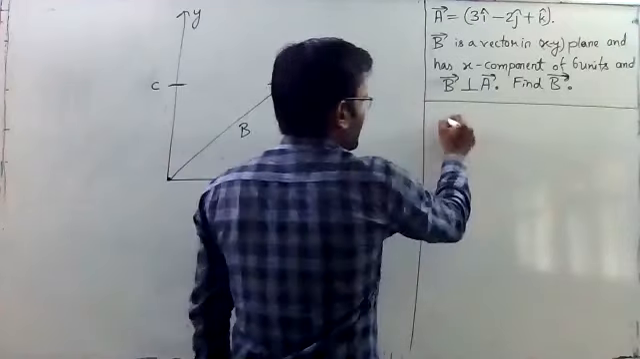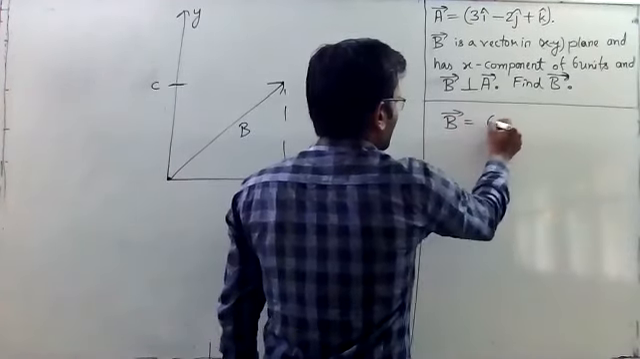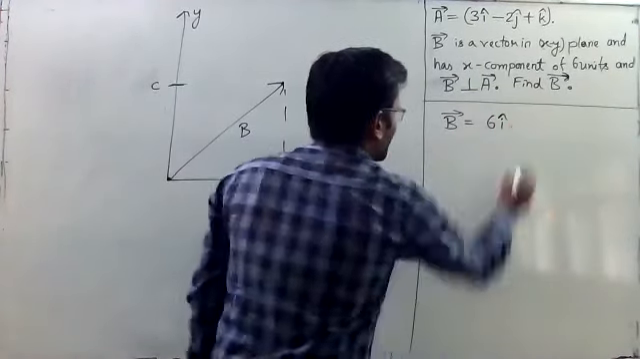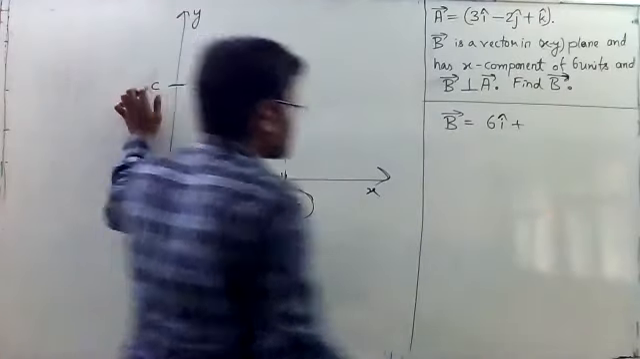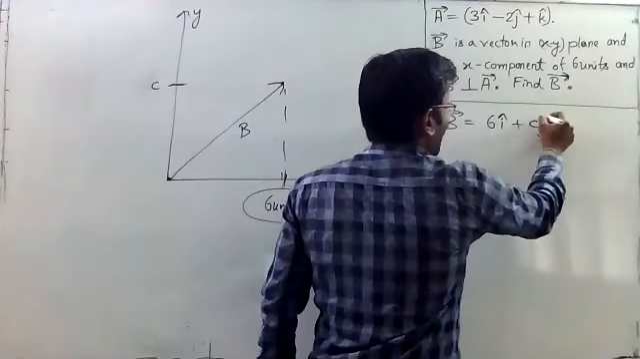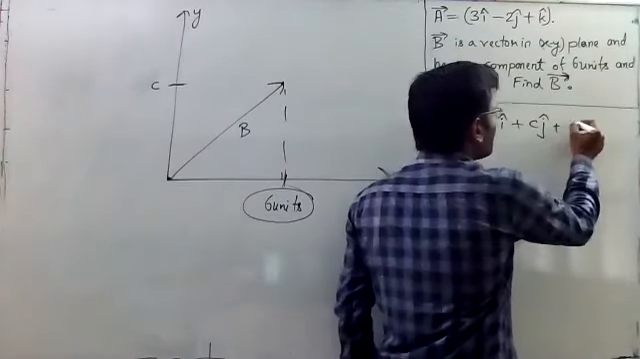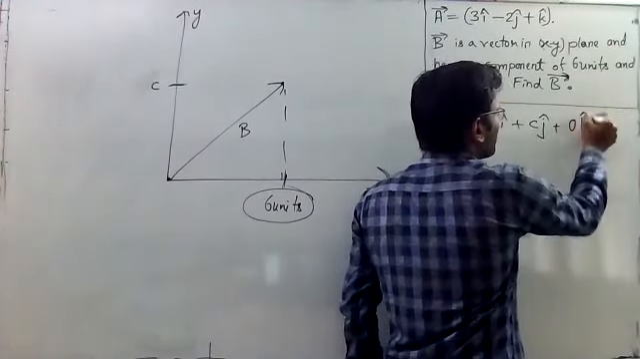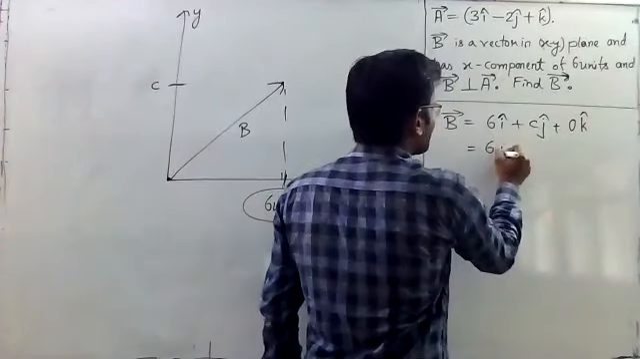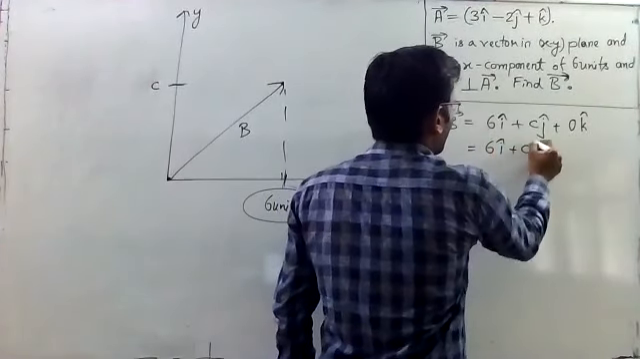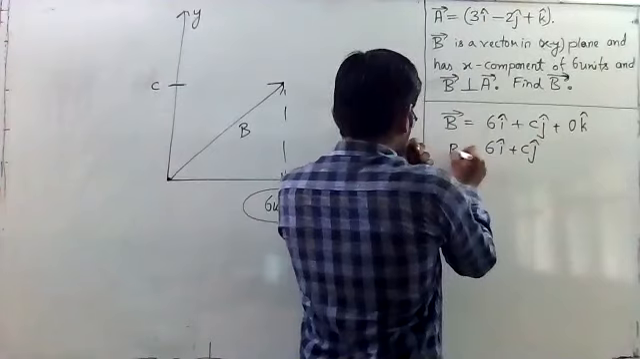B vector is equal to 6 i cap plus how many j cap? C j cap plus how many k cap? 0 k cap. No z component. It can be written like this: 6 i cap plus C j cap is the vector B.